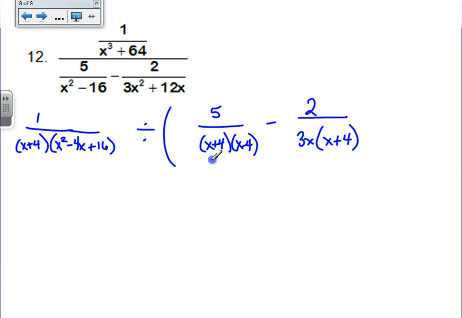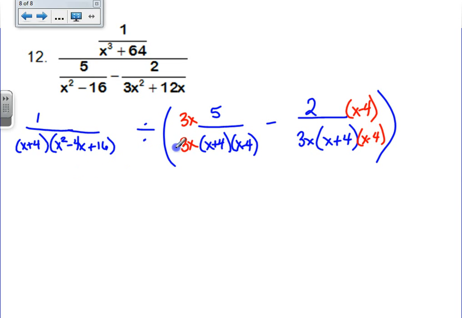Okay, try to think ahead with your common denominators. What are we going to need? So this one has an x plus 4, x minus 4. This one has an x plus 4. Something that this one needs that this one has, I see, is a 3x. And then vice versa, this one needs something he has, which is an x minus 4. Okay, that wasn't as bad as I thought. Still got a lot of work though.